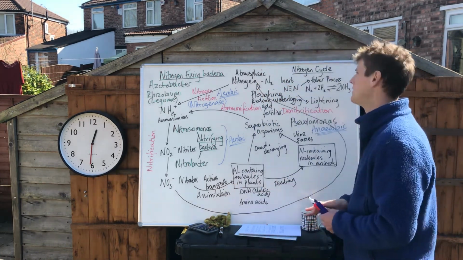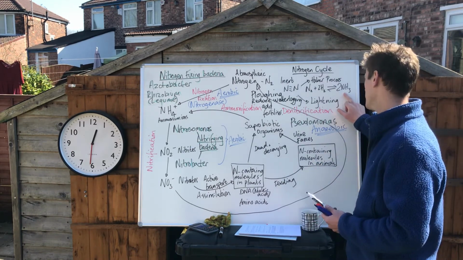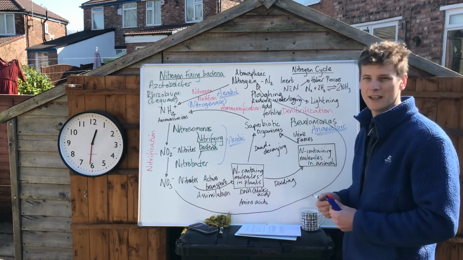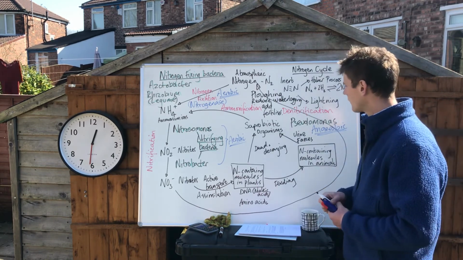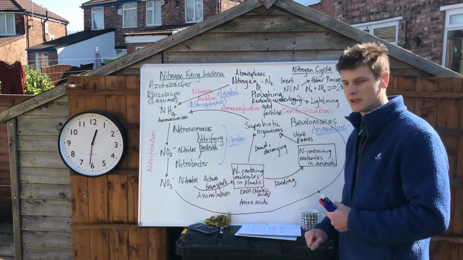Okay, fertilisers could be ammonium ions produced, or ammonia produced from the Haber process, or organic fertilisers from the waste products of plants and animals.